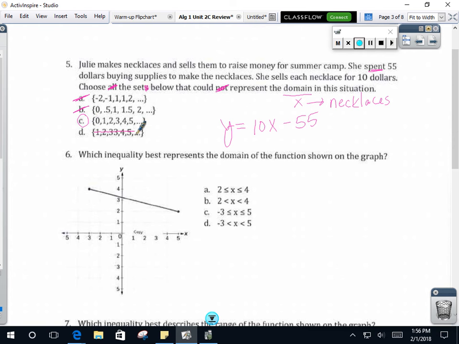It was a typo to begin with. D is just a typo to begin with. C is the correct answer. You could sell 0 necklaces. You could sell 1. You could sell 2, 3, 4, 5, up. Right, so if you were doing it according to the question or before I marked out stuff, A and B would have been the right answers.